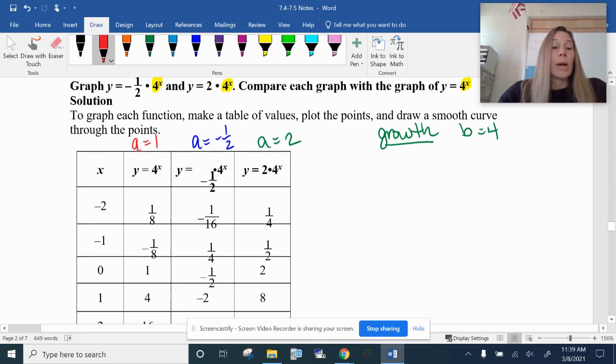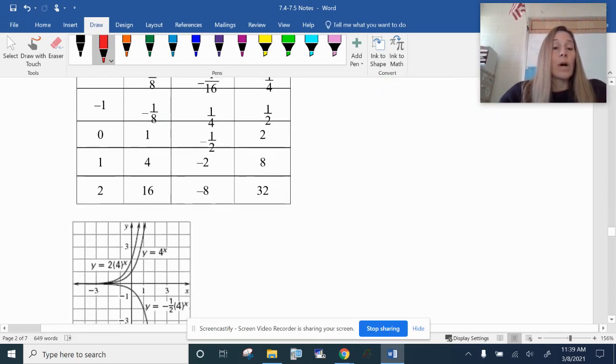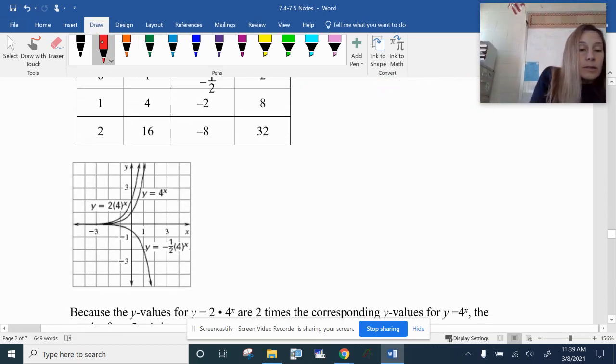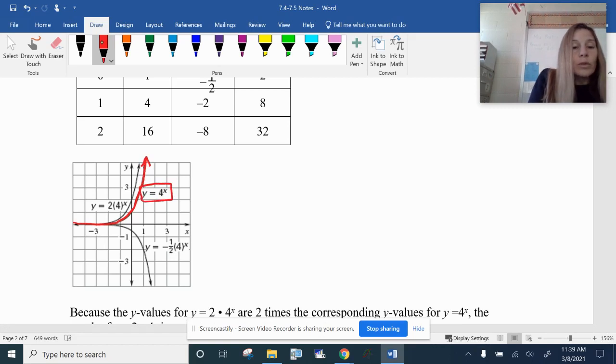Okay, so the first one with the a value of 1, that's this graph here. Now we expect growth to curve upward, and that's this one here. Notice the y-intercept was that 1 that we saw, the a value of 1.